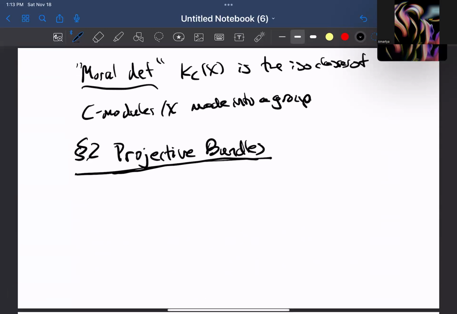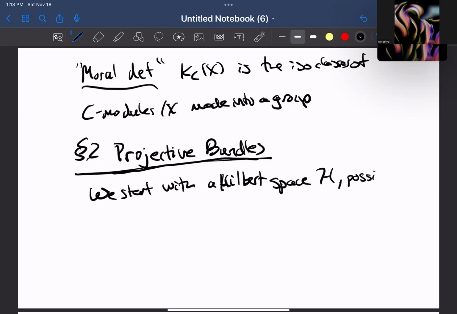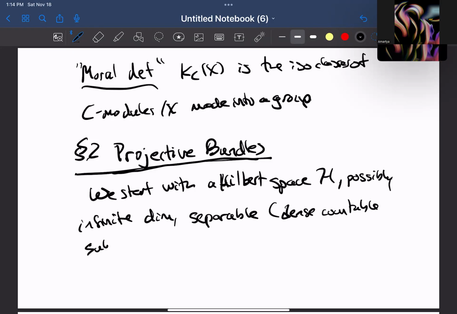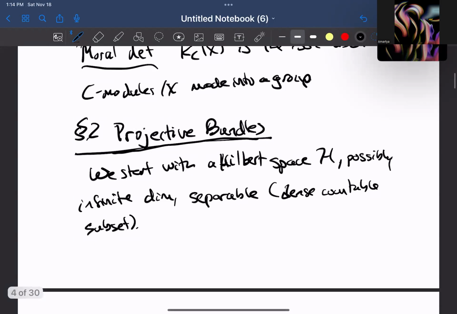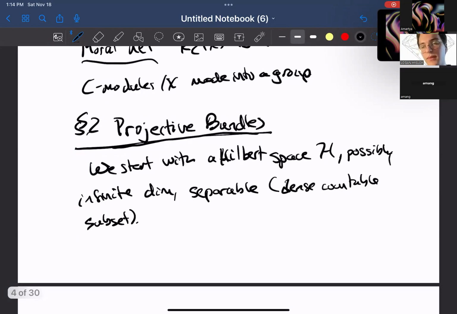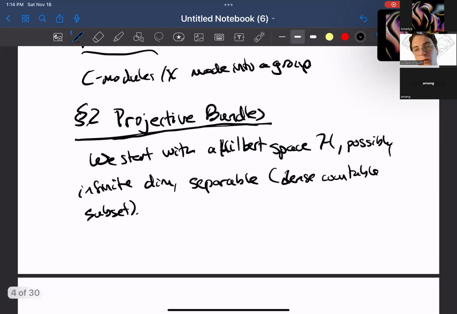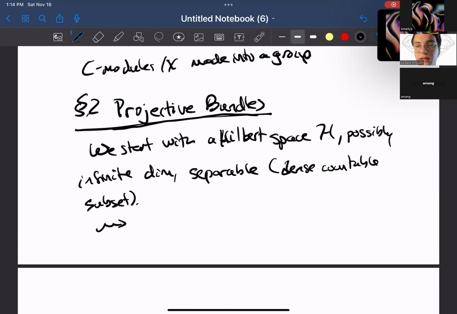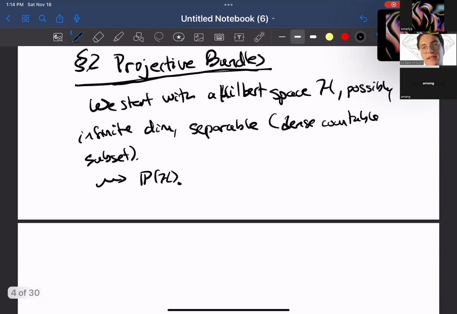So explicitly, what we're going to do is start with a Hilbert space H, possibly infinite dimensional. And we want it to be separable. So we recall from analysis that this means that there's a dense countable subset. Okay. So starting with some Hilbert space H, we can define the projective space of H as usual, just the usual projective construction applied to some vector space. And this is going to lead into our next definition.